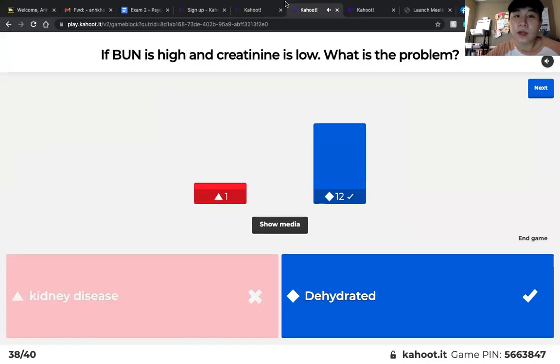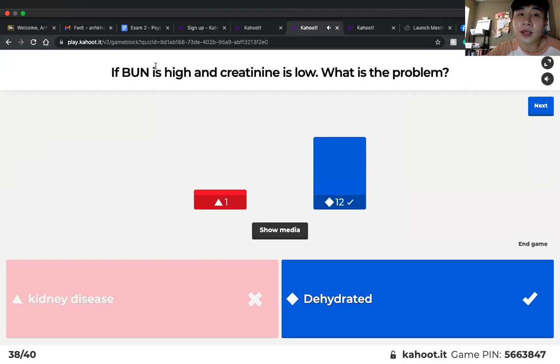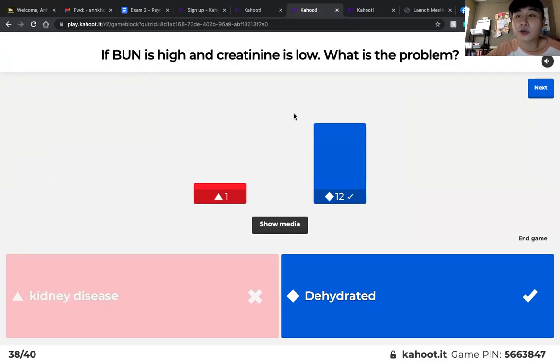All right, awesome. So again, BUN indicates the hydration status of a patient. So a high BUN means the patient is dehydrated.